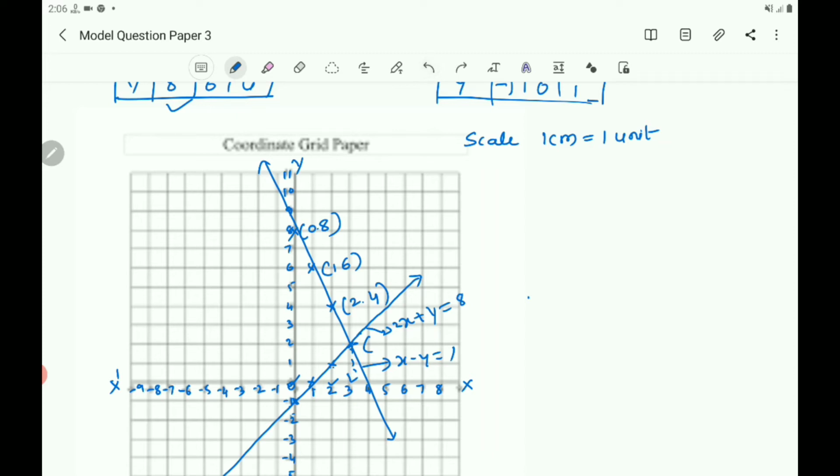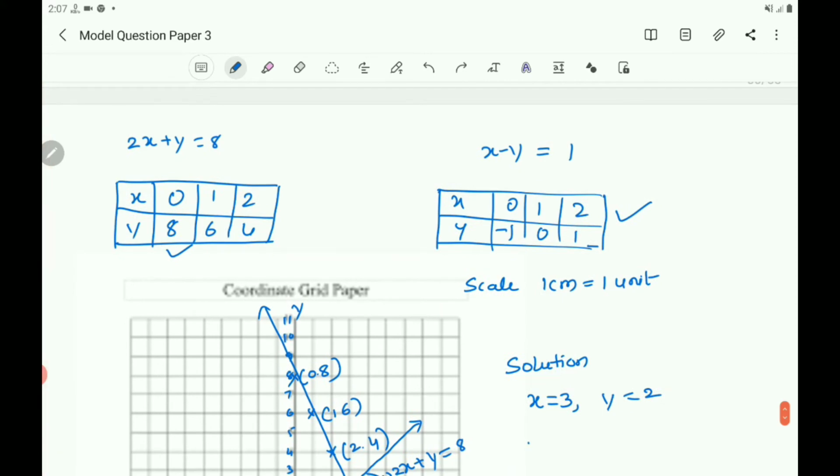So the coordinates of this point which intersect each other, that is 3, 2. So you can say that 3, 2 is the solution. So you write the solution. You know that this is the point of intersection of both the straight lines, and so the coordinates of that point is 3, 2. So you can get the first point is the value of x, that is x equals 3, and the second point is the value of y, that is 2. So here 3 value of x and 2 value of y, and you can verify here.